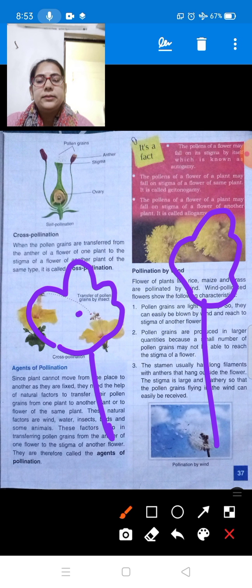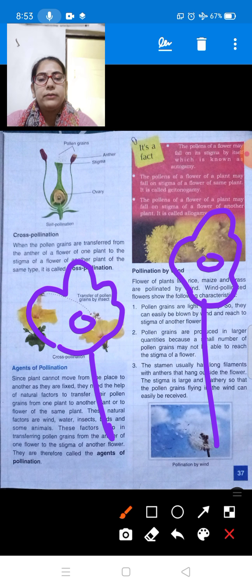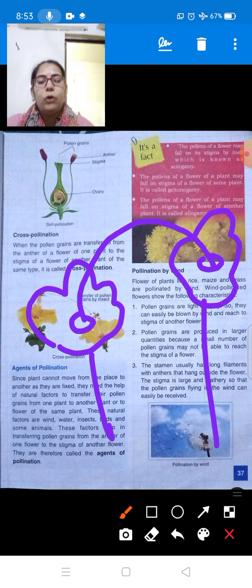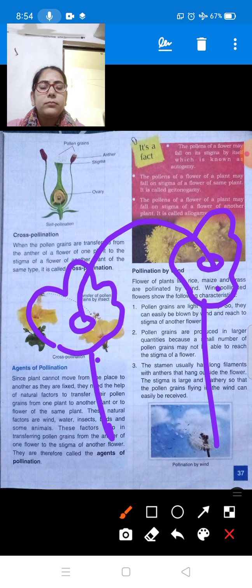Now this is a flower, here is also a flower. If the transfer of pollen grain takes place from the anther of one flower to the stigma of another flower on different plants, then this is called cross pollination. I hope students it's clear to you. Transfer of pollen grain from the anther of one flower to the stigma of another flower on a different plant of the same type is called cross pollination.